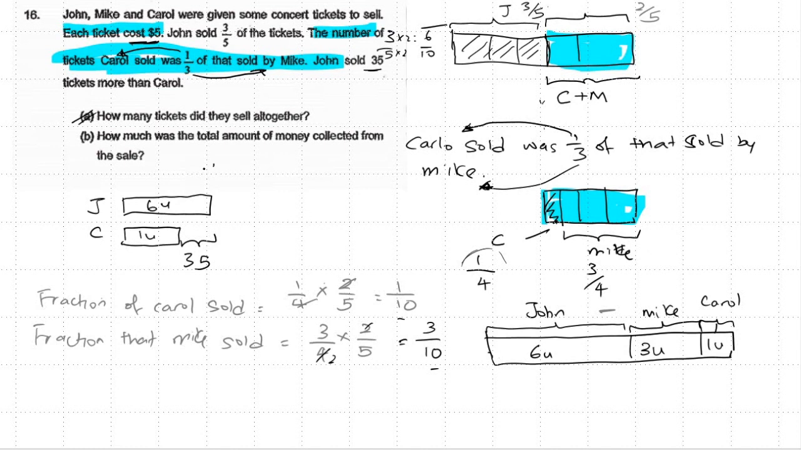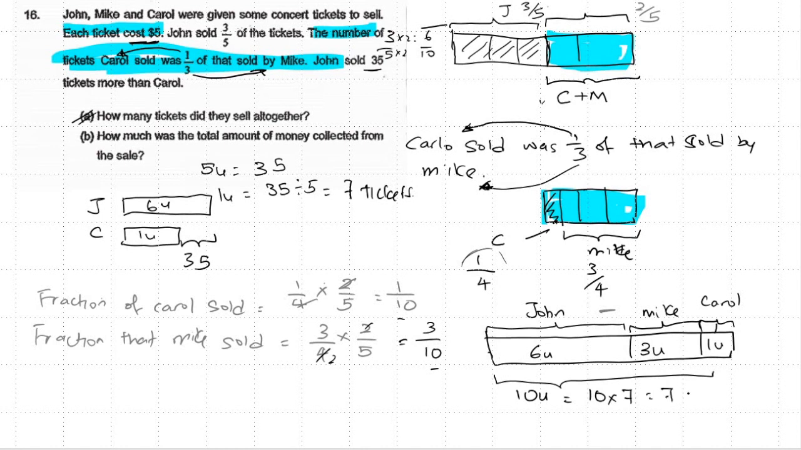So in this case, 5 units will be equal to 35 tickets. So 1 unit will be 35 divided by 5, which gives me 7 tickets. So the total they have is 10 units. So 10 units equals how many tickets? 10 times 7 equals 70 tickets, because here is 7 tickets.